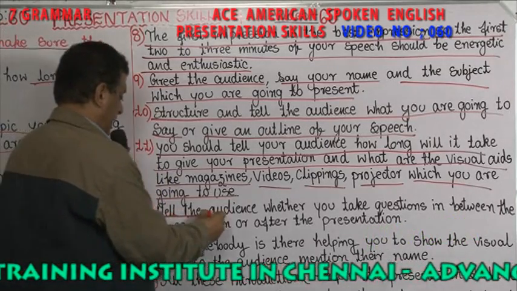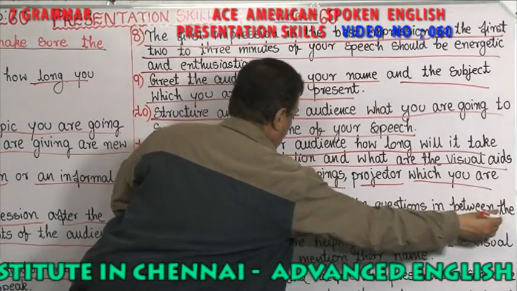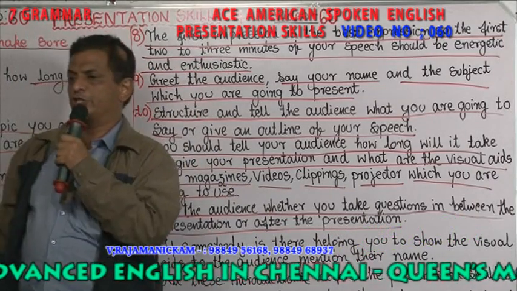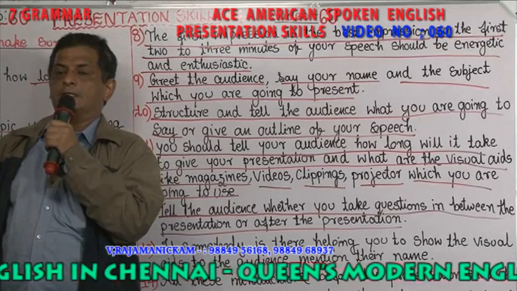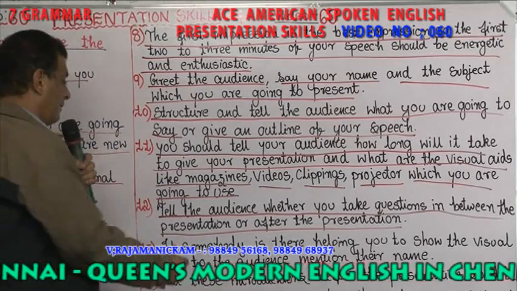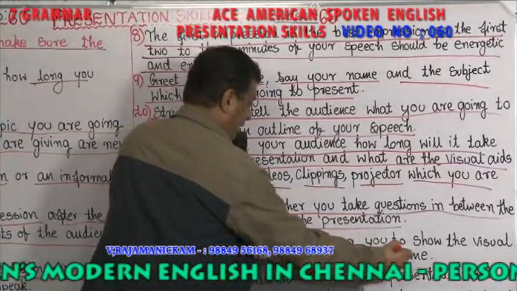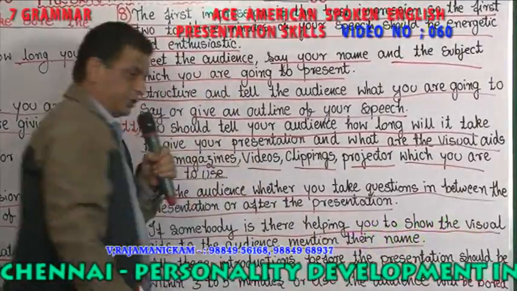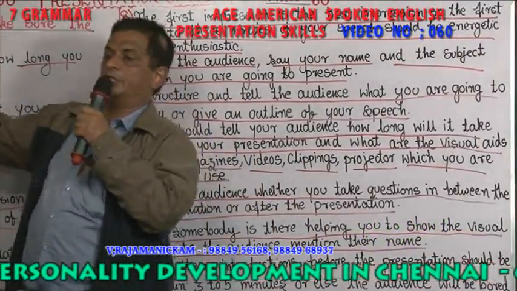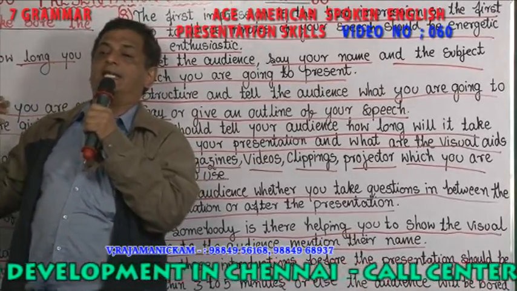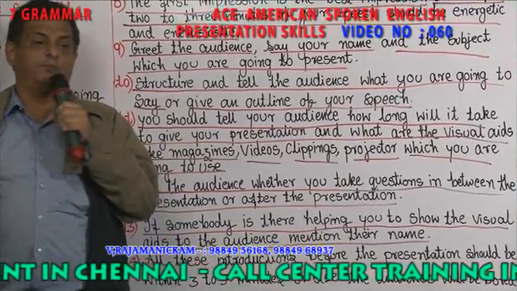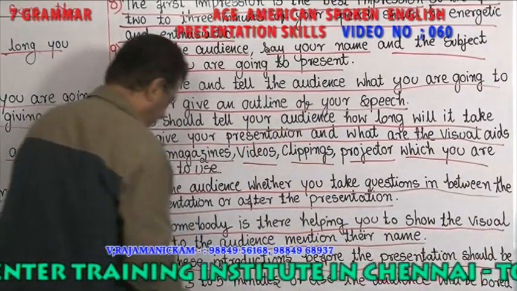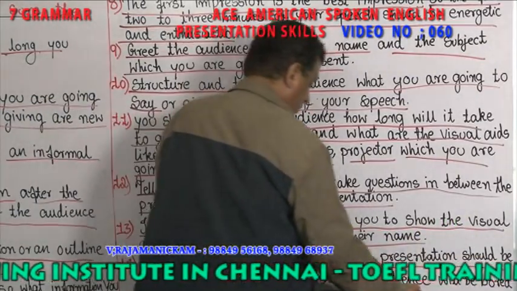Then tell the audience whether you take questions in between the presentation or after the presentation. We have already seen the question answer session, whether it will be in between the speech or after. Next, if somebody is helping you to show the visual aids to the audience, mention their name. Suppose somebody is helping you to put on the projector, turn on the computer and play the clippings, then tell them he is a helper and say his name also. Don't forget to mention his name. And all these instructions before the presentation should be within 3 to 5 minutes, or the audience will be bored.